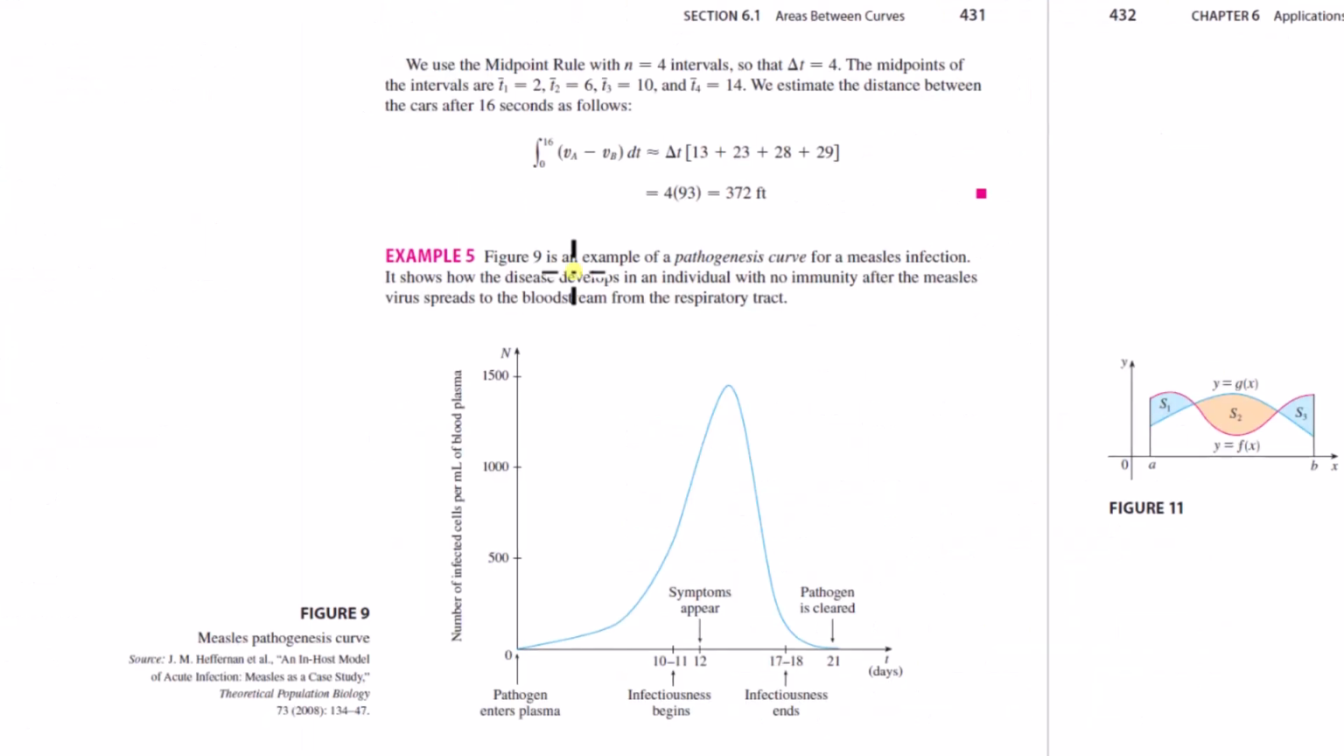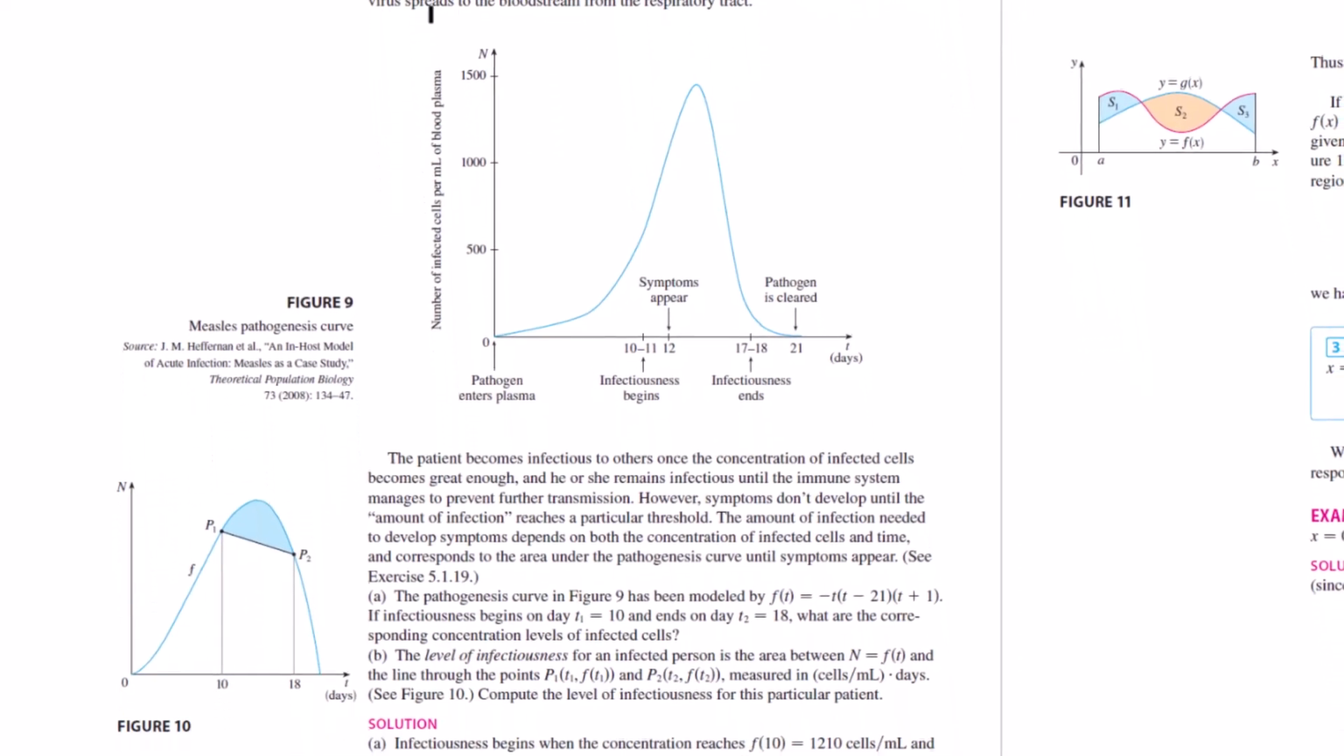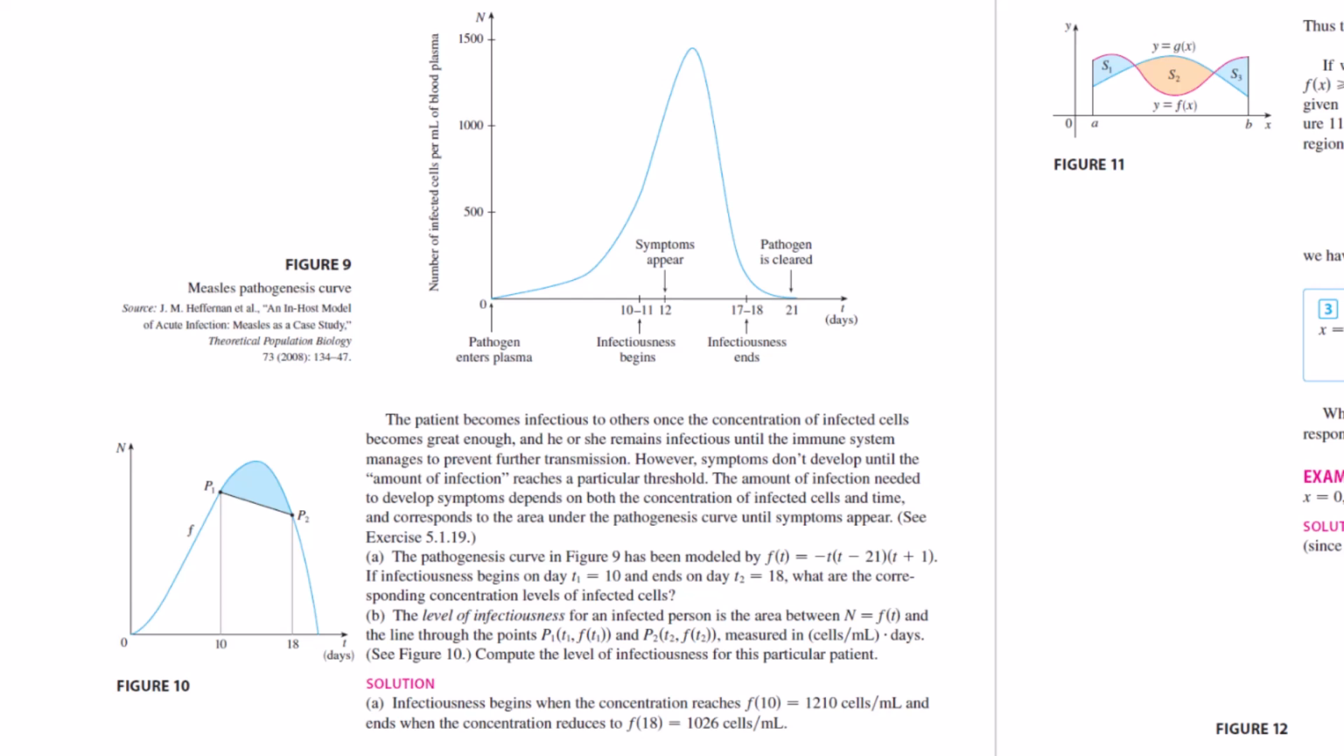B. Okay, so here it says figure 9 is an example of a pathogenesis curve for a measles infection. It shows how the disease develops in an individual with no immunity after the measles virus spreads to the bloodstream from the respiratory tract. All right, so the dependent variable is the number of infected cells per milliliter of blood plasma, and here's the days since the infection started. The patient becomes infectious to others once the concentration of infected cells becomes great enough, and he or she remains infectious until the immune system manages to prevent further transmission.